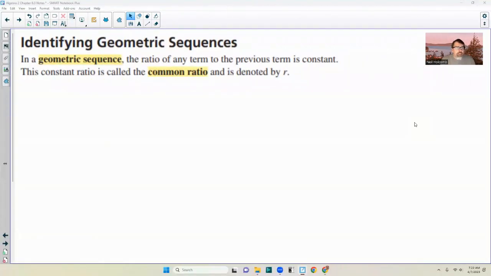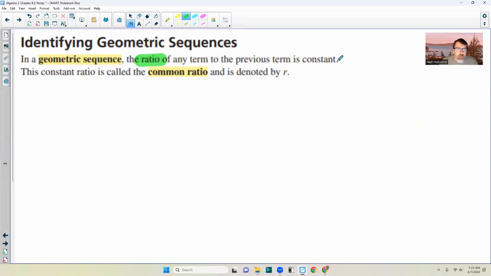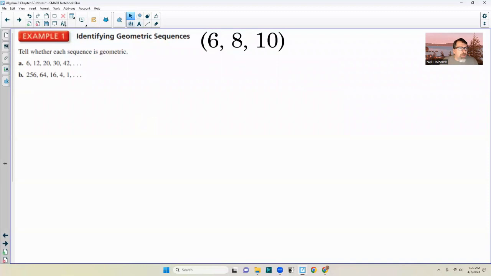Okay, so identifying geometric sequences. In a geometric sequence, the ratio, so there's the keyword right there, the ratio of any term to the previous term is constant. The constant ratio is called the common ratio and is denoted by r. Okay, so let's take a look at that. Ratios. So what are we doing? We're dividing. All right, so example 1, identifying geometric sequences.